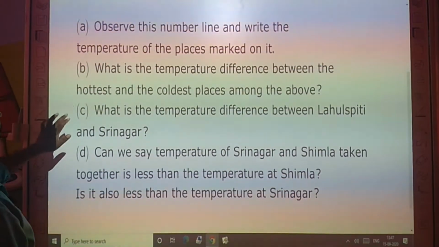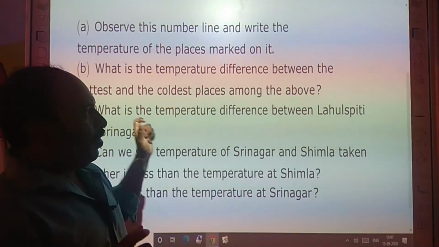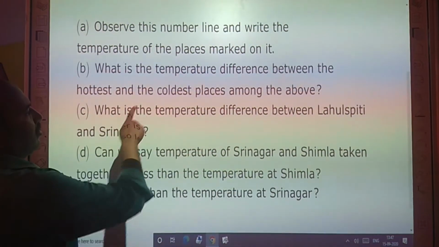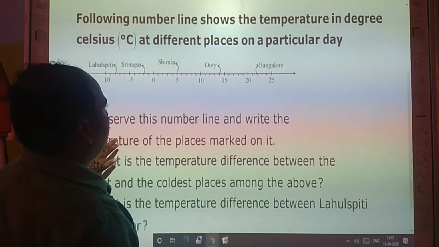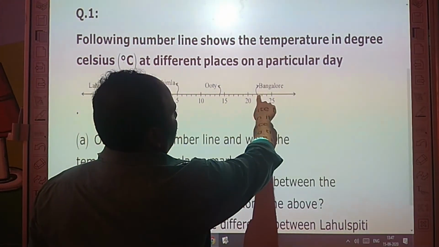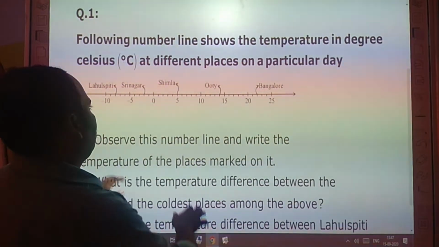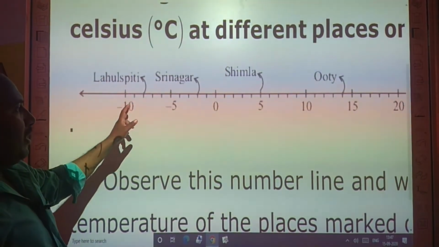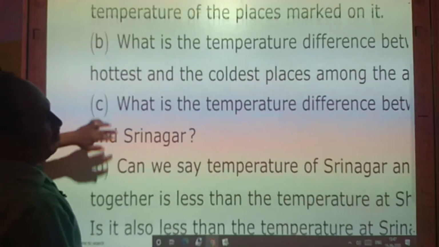B part, what is the temperature difference between the hottest and coldest places? Listen here. The hottest place is Bangalore, 22 degrees Celsius. The coldest place is Lahore Spiti, minus 8 degrees Celsius. But we want the difference of the two areas.